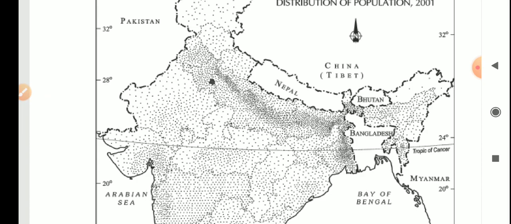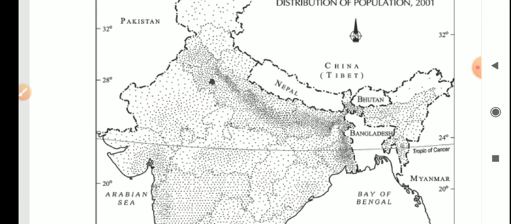the Indo-Gangetic plains. The land is plain, not a plateau or mountain. Land is plain, easy for living, easy for transportation, easy for other development. And one more important thing is that the soil is very, very rich and fertile for agriculture. Third thing, water is available in plenty. Water is available.